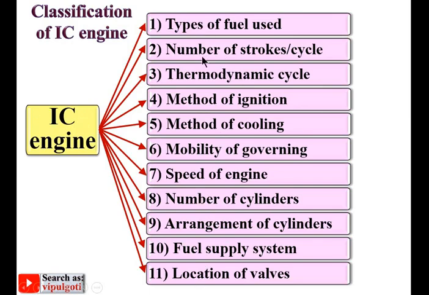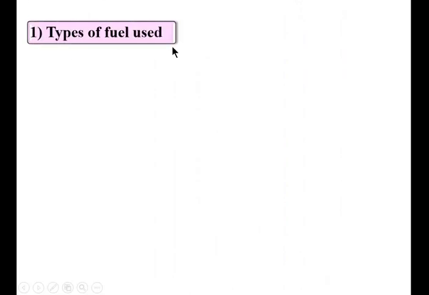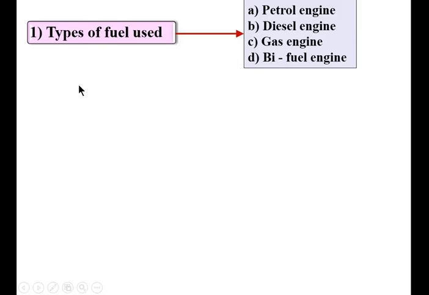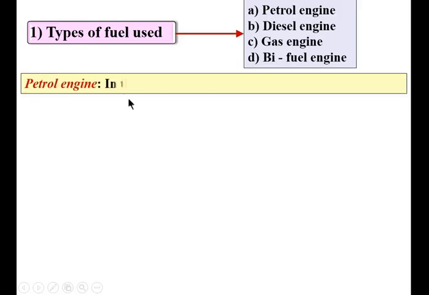So let's start from the first: types of fuel used. According to the types of fuel used, IC engine is classified in 4 different categories: petrol engine, diesel engine, gas engine and biofuel engine. So let's see one by one.